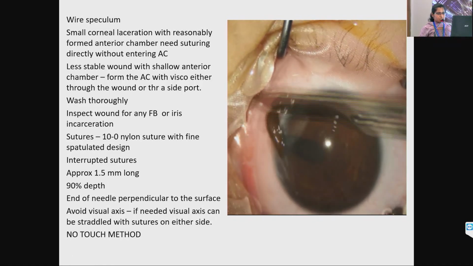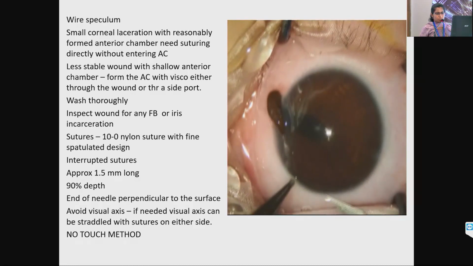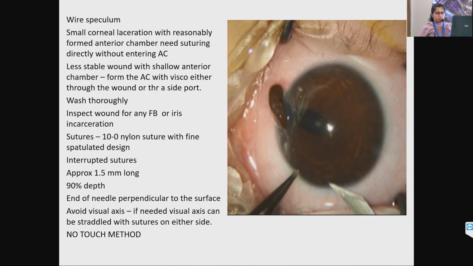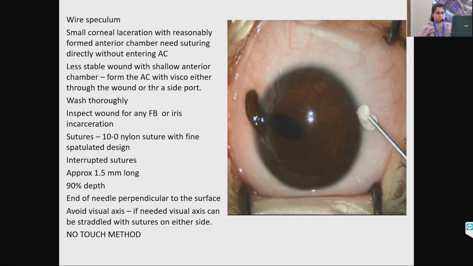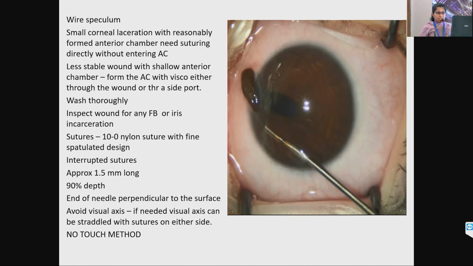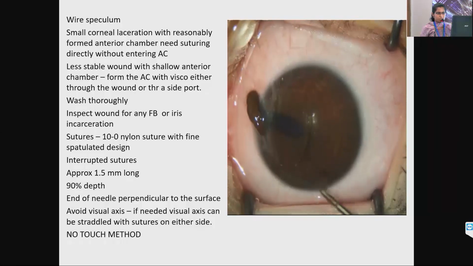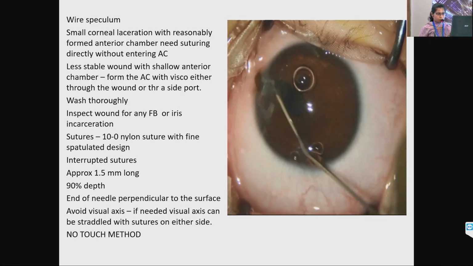If there is iris incarceration, there are 2 points that we have to deal with before repositing it. One is, if it's a necrotic iris, you should just do abscission and not reposit it. And if it's a healthy looking iris, there will be an inflammatory membrane on it, which you should probably peel off and remove prior to repositing it.